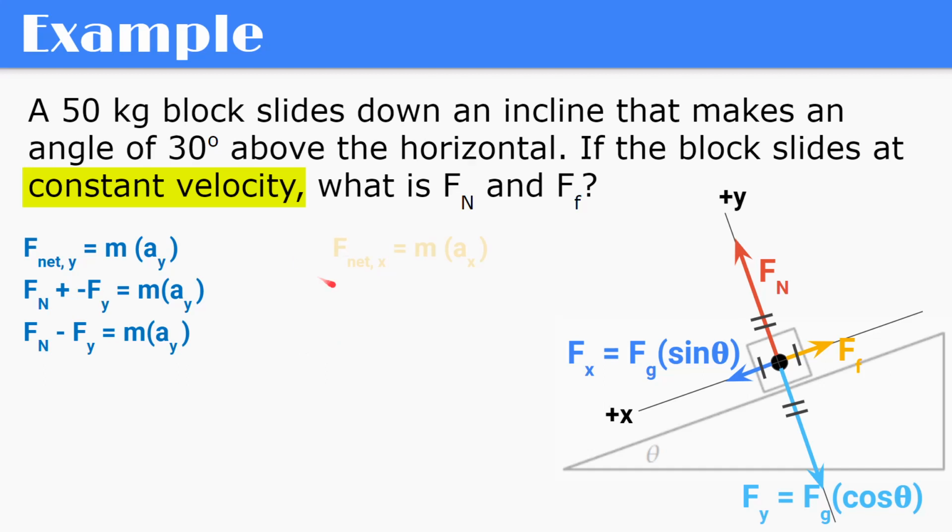Doing the same thing in the x direction, F net x equals m times a. Again, let's put our forces in here. We have two different forces in the x direction. Let's add those: Fx plus negative Ff. Again, I called this the negative direction, so I put a negative sign there. And then again, adding a negative is the same thing as subtracting.